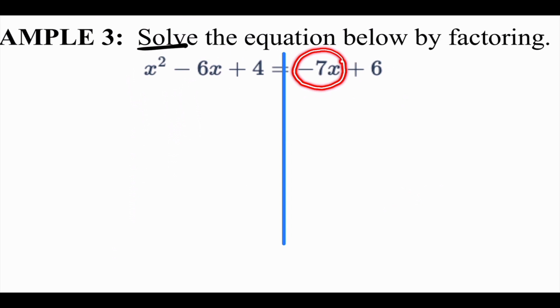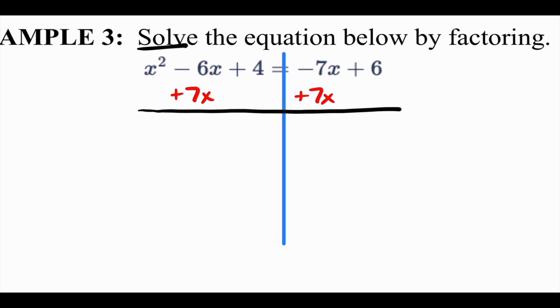Negative 7x, I can combine it with the negative 6x over here. But to do that, I have to do the opposite because I'm crossing the blue line. So instead of negative 7x, I'm going to do the opposite and add 7x to both sides. We've done this lots of times. Now, that gets rid of that from that side, and I get positive 1x over here. Bring everything else down I haven't used.